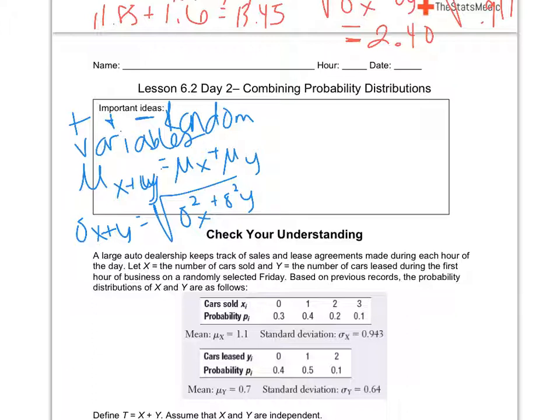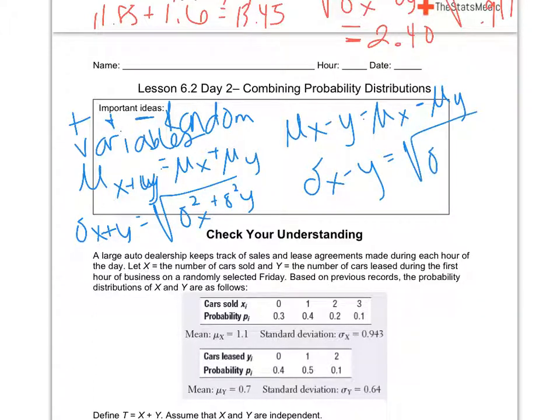And when I subtract them, I'm going to subtract my means. So my mean of x minus y is the mean of x minus the mean of y. That's my new mean. And my standard deviation, when I subtract, is still going to be the same. I'm still going to add those two standard deviations squared, and I'm going to take the square root of that. That is still going to be my standard deviation, even though I am subtracting there.